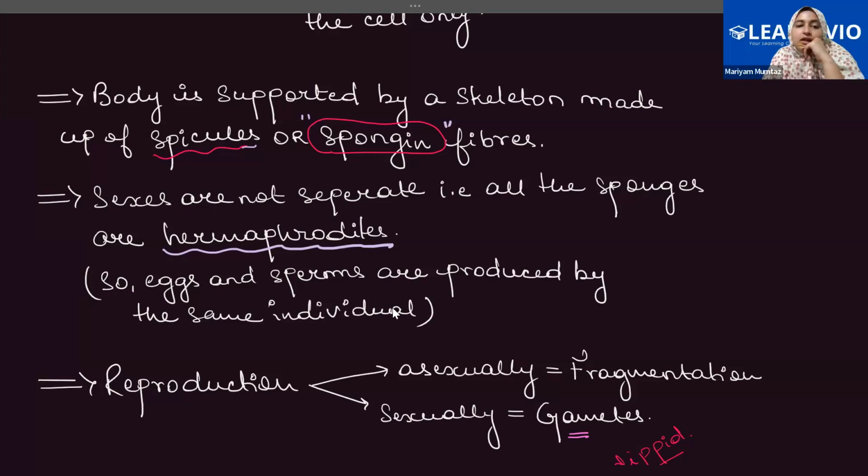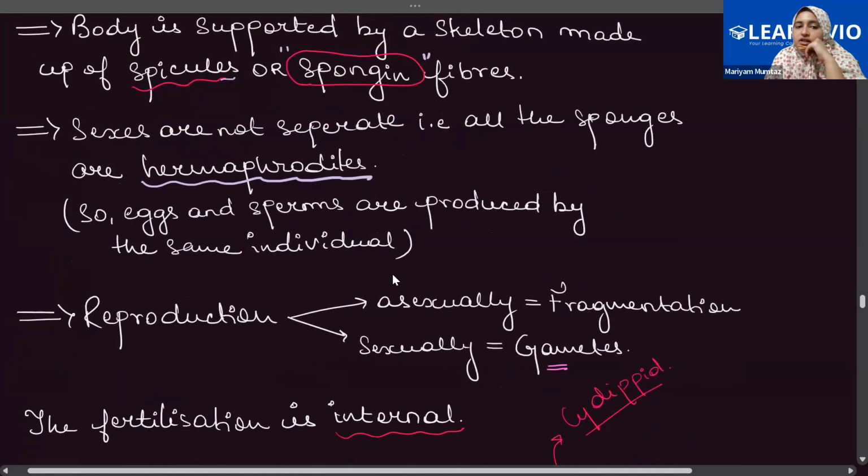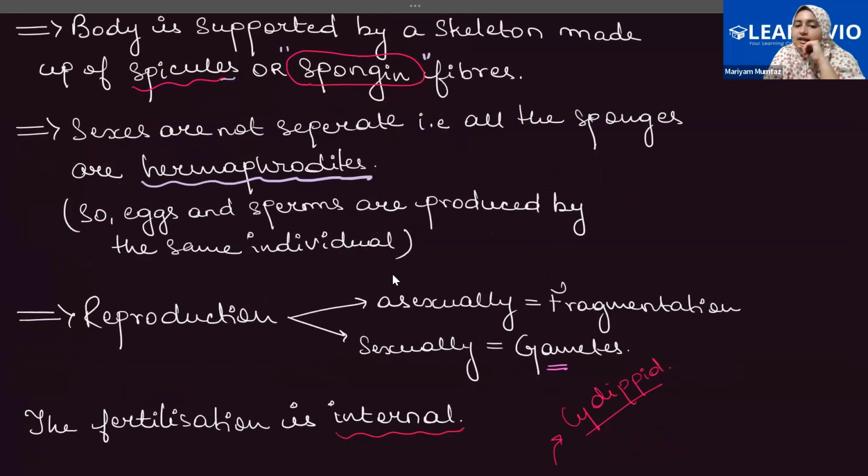So we saw that the sexes are not separate in the sponges, and one individual will produce the egg as well as the sperms. Clear? Any doubts up until now? No doubts, right?